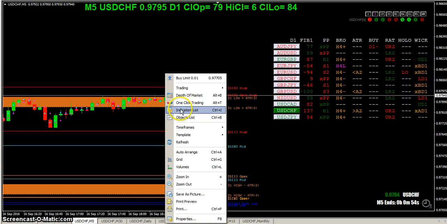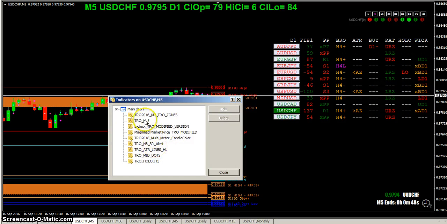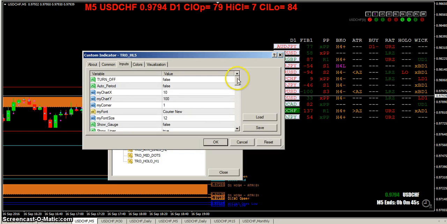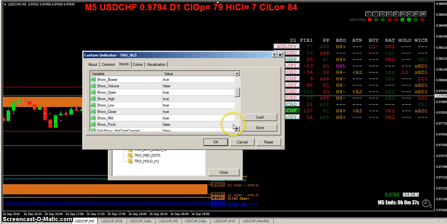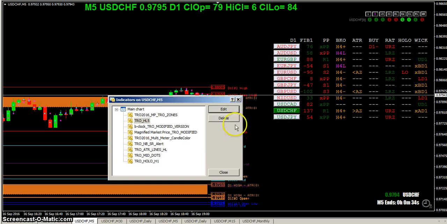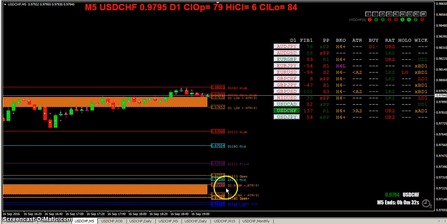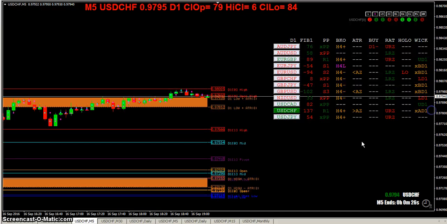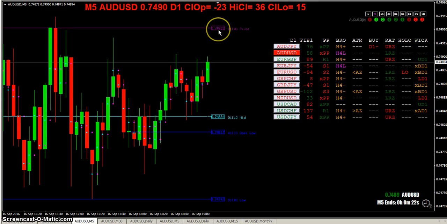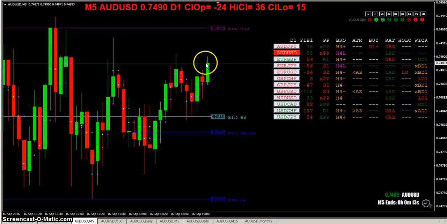Let's see, I think we can change the HL5 to show the pivot. And you can see here's today's pivot down here, the D0 pivot. It's probably hard to see. So let's pull up a different pair. There's the D0 pivot. As you can see, it crossed it and it's below it. So the X means it's crossed it and the PP red means it's below it.